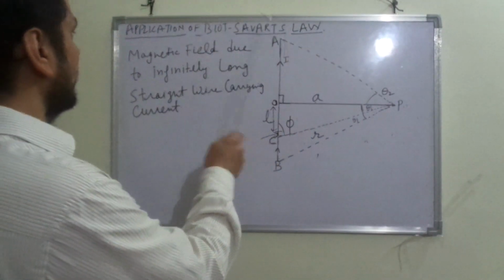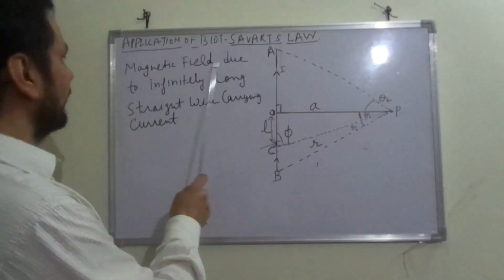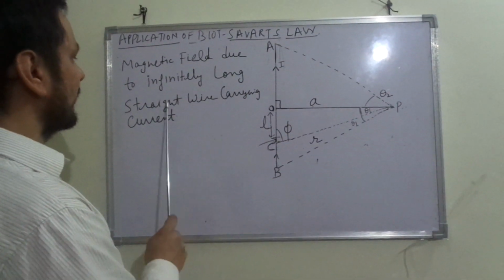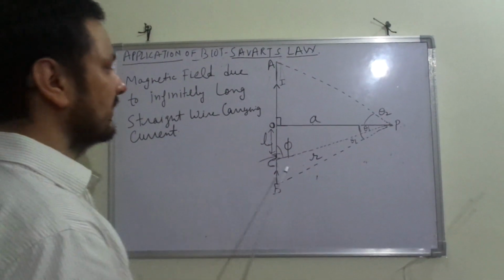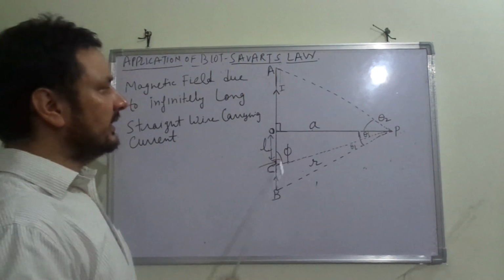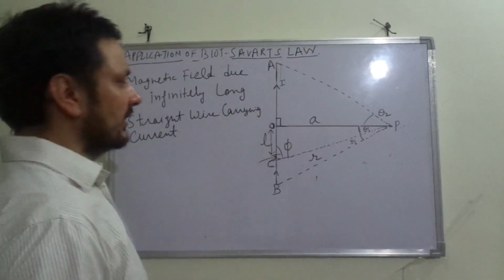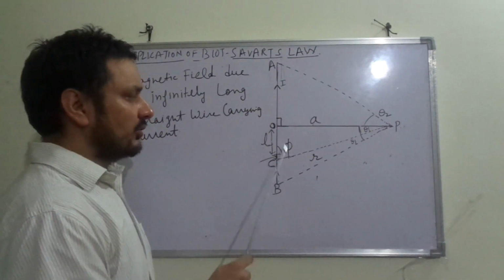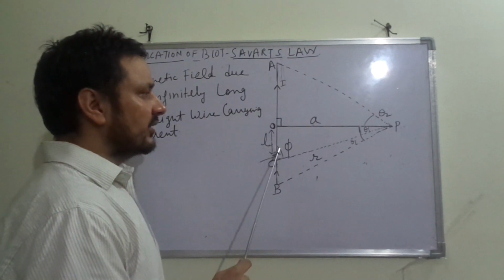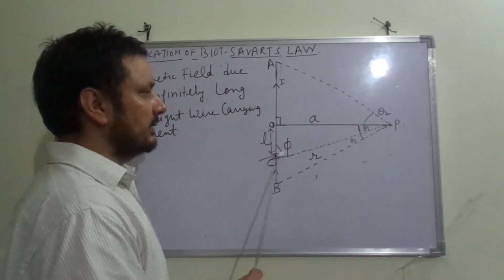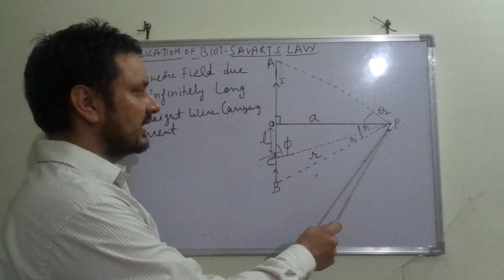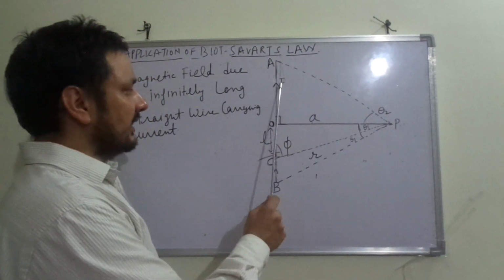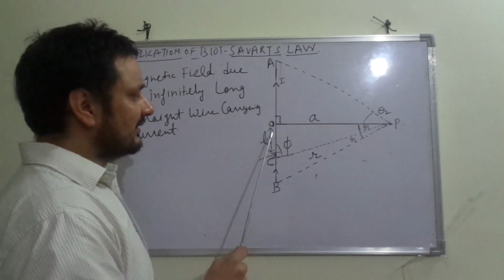Application of Biot-Savart's law, number 1 application: we will study the magnetic field due to an infinitely long straight wire carrying current. Let us consider a wire AB carrying the current I. Now the current element, which is the smallest element, generates a magnetic field. We will calculate the magnetic field from the current element at point P, at a distance L from the center of the conductor.